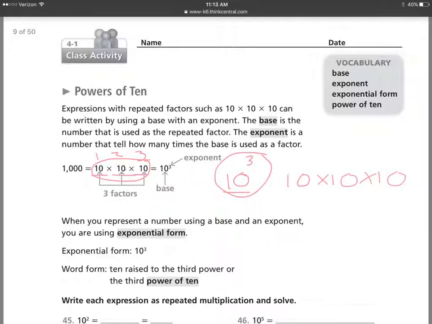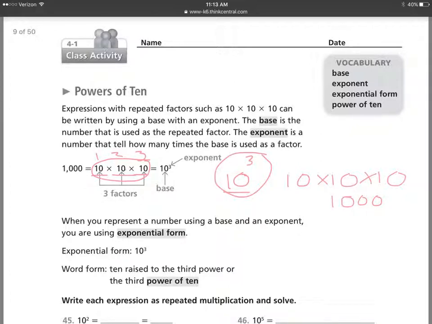And you have to be extremely careful and remember this, because a lot of times you will forget that you have to repeat the base number 3 times and multiply it to itself 3 times. When you do that, you get the answer 1,000, which is the correct answer. But a lot of people will instead see this as 10 times 3. Well, what is 10 times 3? That's right, it's 30. And 30 is not the same as 1,000. So if you do this incorrectly, you will not get the correct answer.